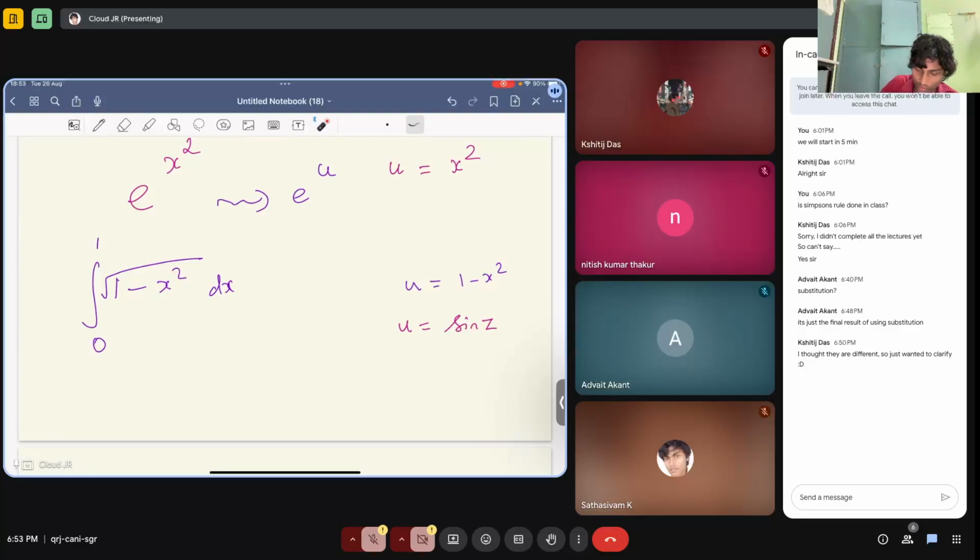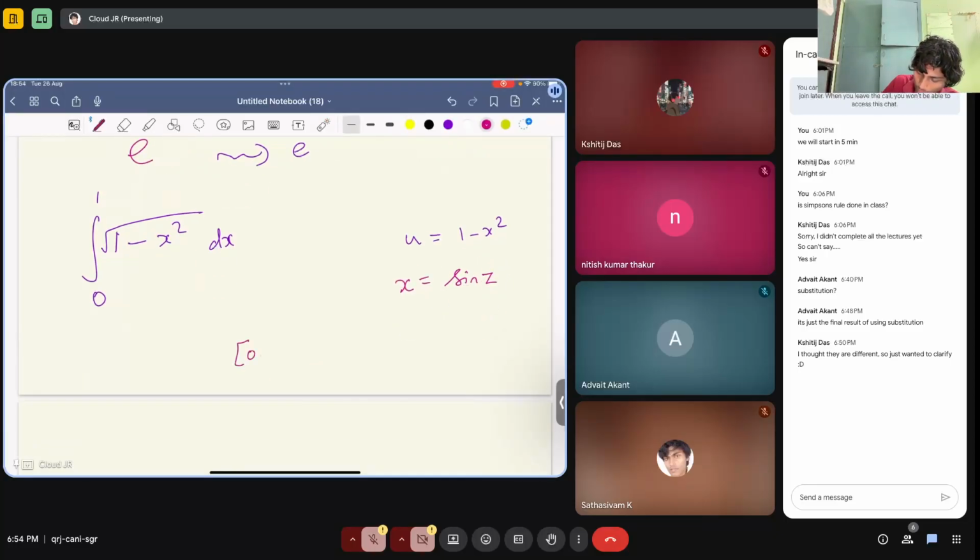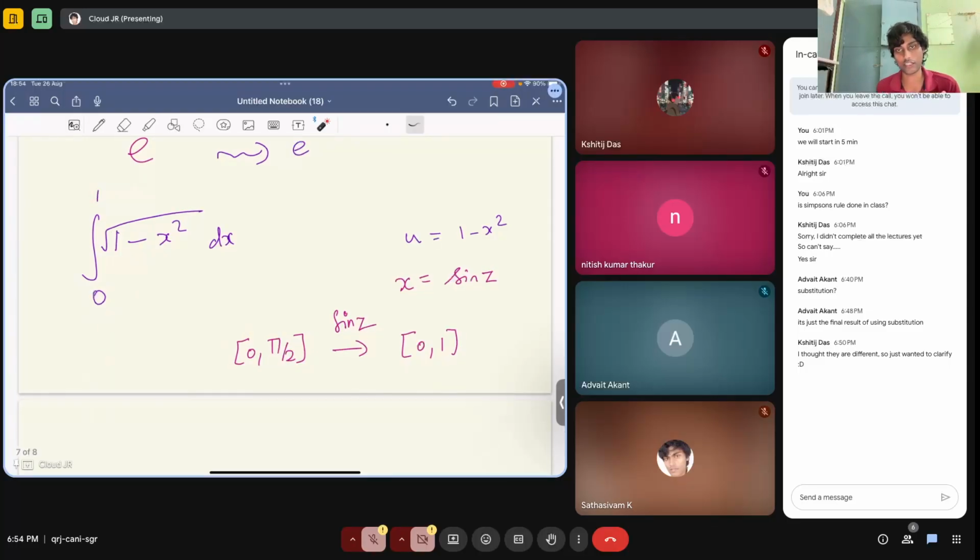So x is equal to sine z. But you have to make sure that wherever x is defined, in this case it goes from 0 to 1, there is a domain in z, which in this case goes from, let's say, 0 to pi by 2. So probably I'll write here: you have 0 to pi by 2 here, and it goes to 0 to 1. Basically, the function is a sine. You have to make sure that this goes into that domain. Then only can you make this integration possible.